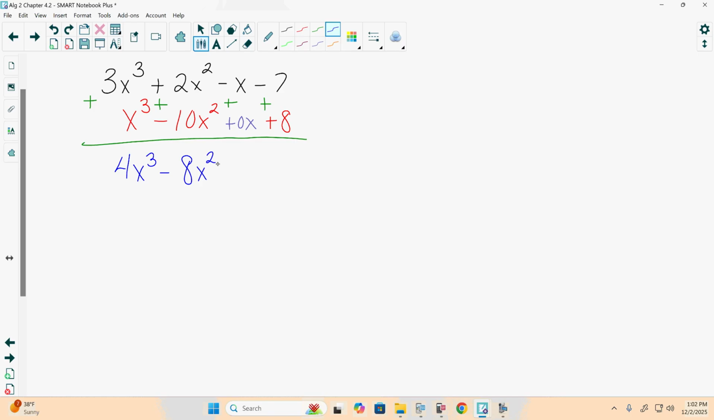Negative x plus 0x, negative 1 plus 0, or just, well, negative x because nothing is being added to it, so we just have that one term. Negative 7 plus 8 is going to be plus 1. So our final answer after adding these two together is 4x cubed minus 8x squared minus x plus 1. Questions on how we added these two together?